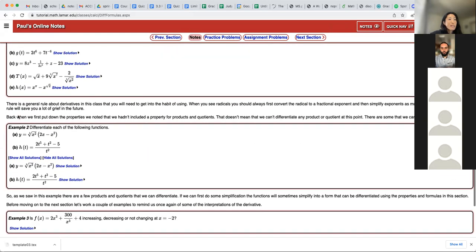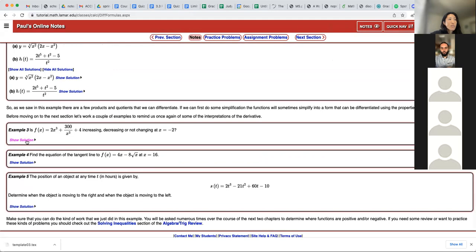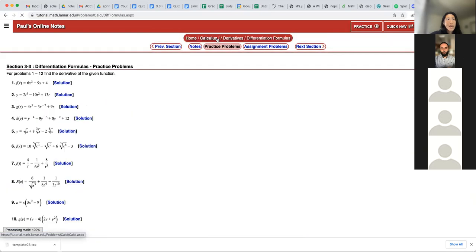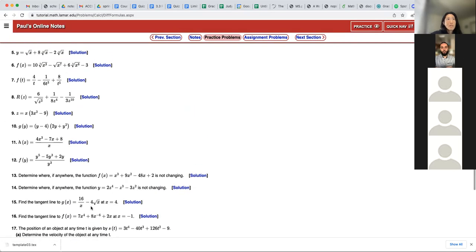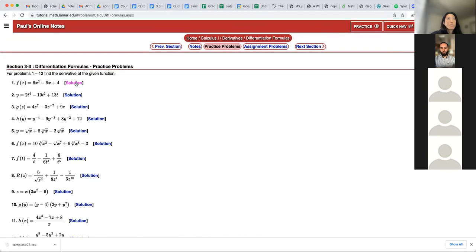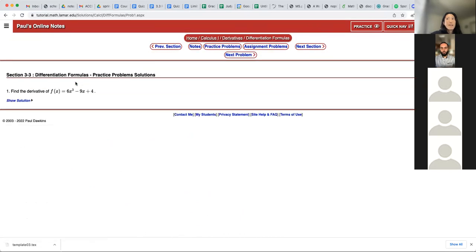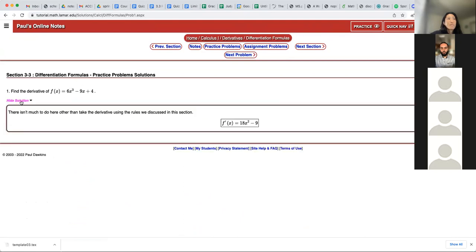There's another 2 practice problems down here. There's a 3rd one, a 4th one, a 5th one. And if you're like, I did all of those and I want more practice, you can go up here to the tab that says practice problems. Click on that and he's got 20 practice problems. Each one comes with a solution, all right? But here's the cool thing. You can show the solution.